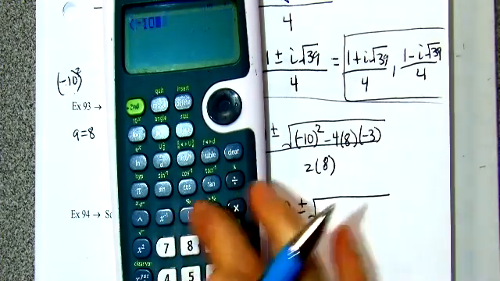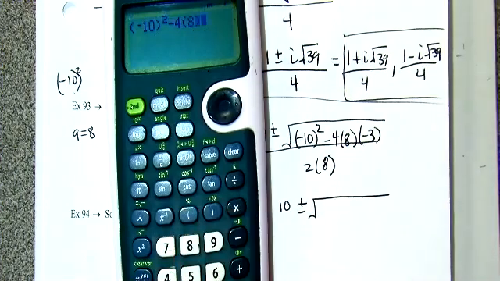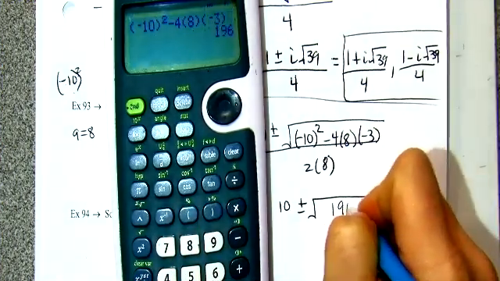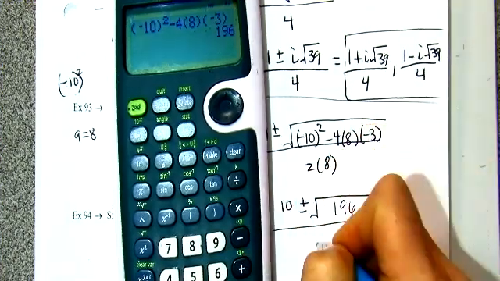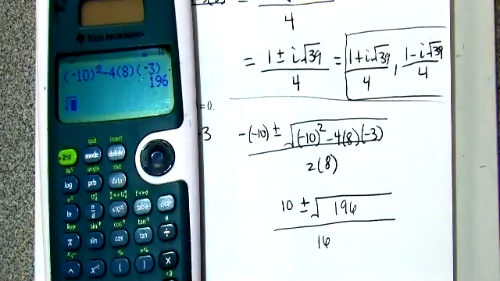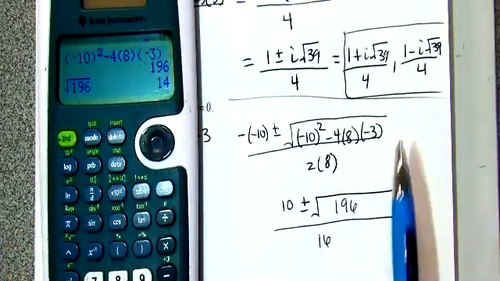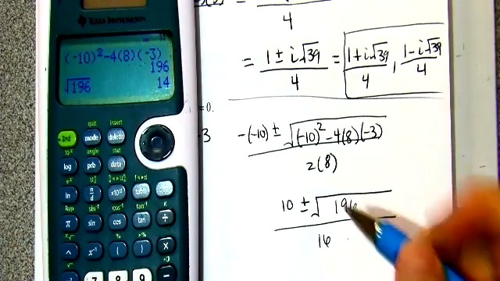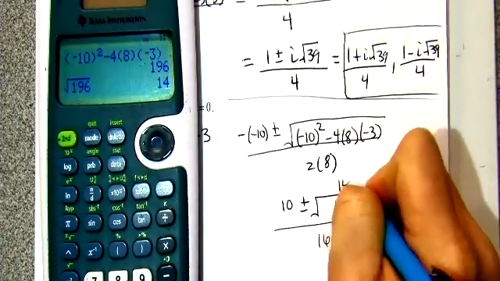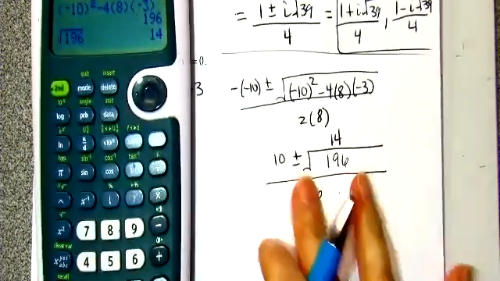So -10 squared minus 4 times 8 times a -3 under that radical is 196, all over 2 times 8 is 16. So that is a positive radical, so that's good. This example happens to be a perfect square number. This is like 14, okay? 14 times 14 is 196.